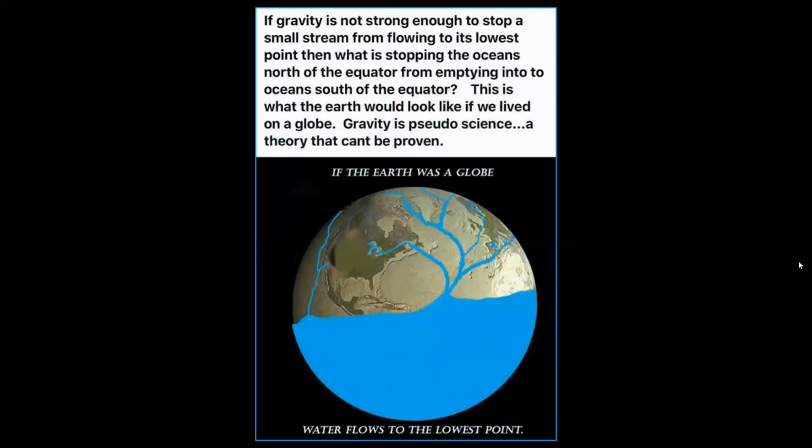If gravity is not strong enough to stop a small stream from flowing to its lowest point, then what is stopping the oceans north of the equator from emptying into oceans south of the equator? This is what the Earth would look like if we lived on a globe. Gravity is a pseudoscience, a theory that cannot be proven. You explain that.